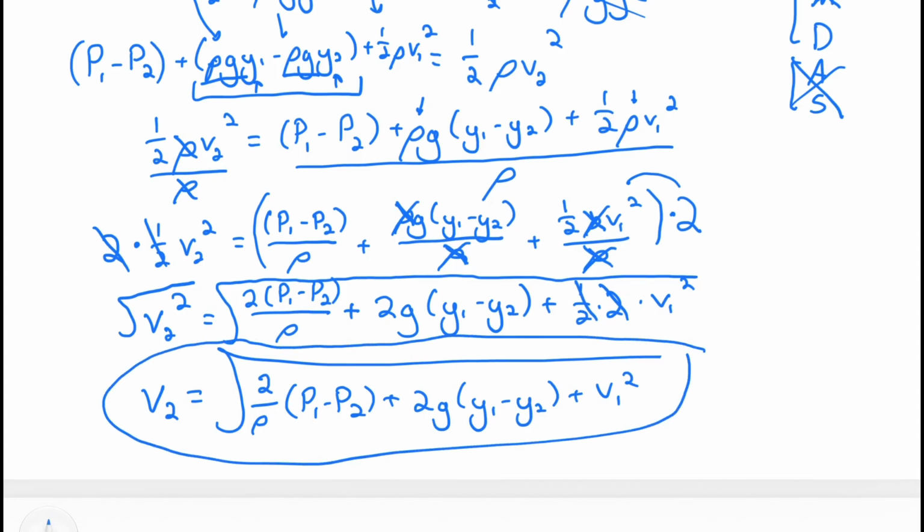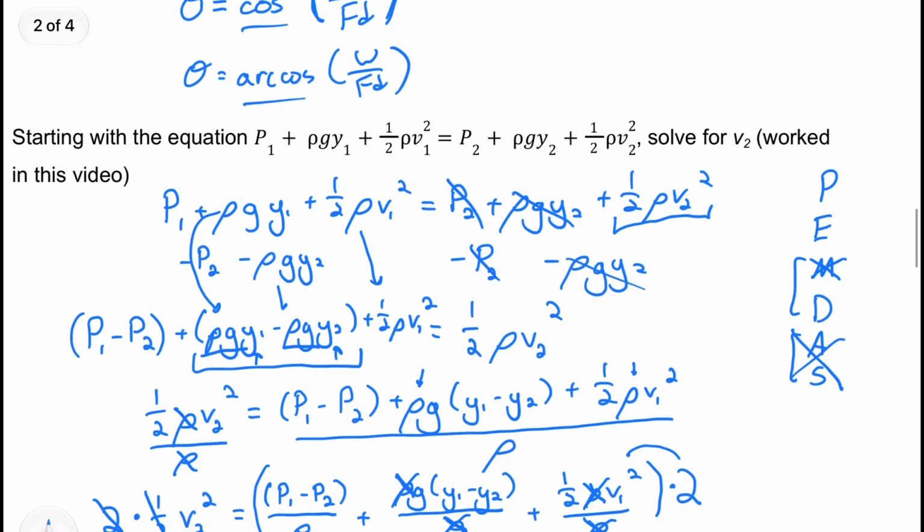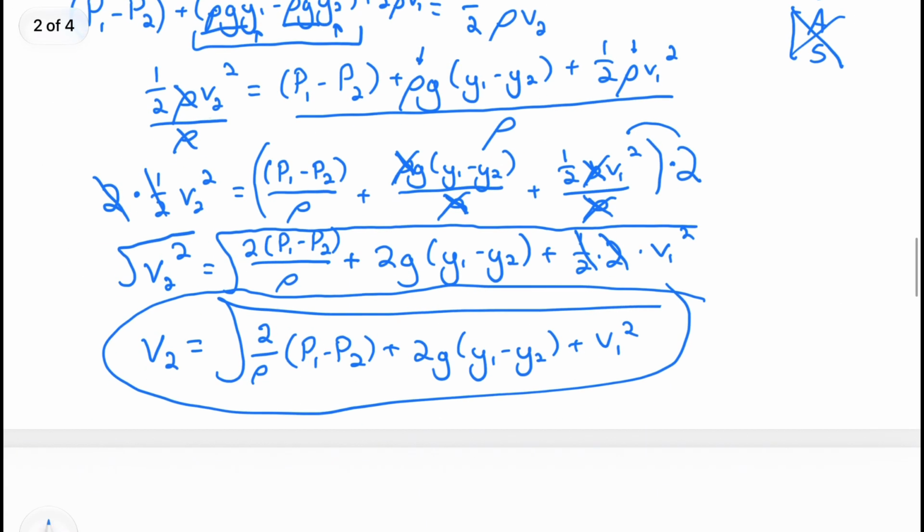If we start with this Bernoulli's equation up here and isolate for v2 by itself, v2 is going to equal the square root of 2 over rho times p1 minus p2 in parentheses plus 2g times y1 minus y2 in parentheses plus v1 squared, all under that square root.